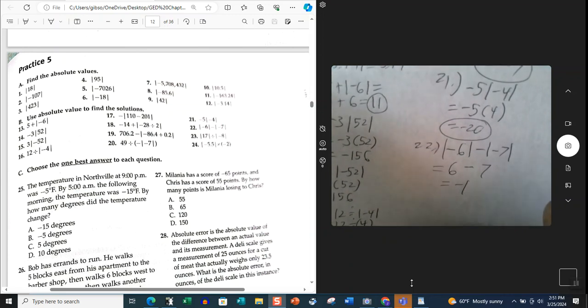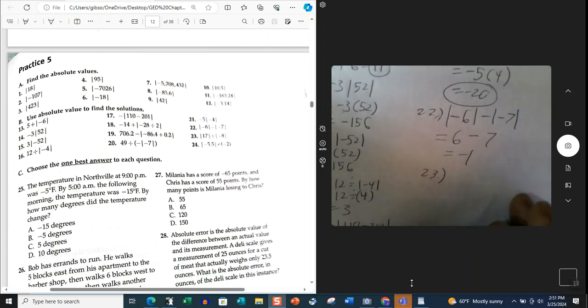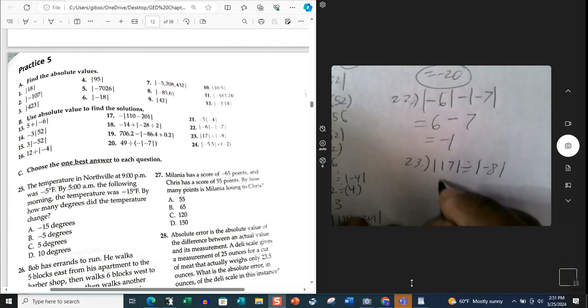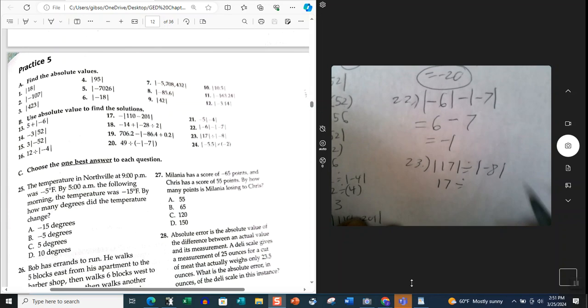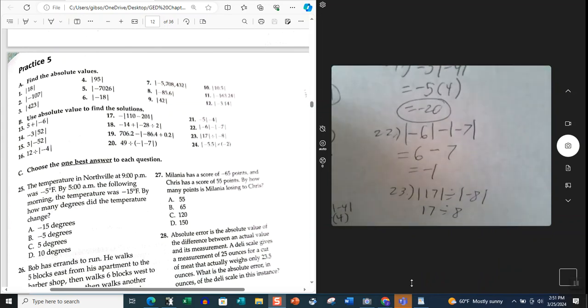Okay, now we go to problem 23. We have the absolute value of 17 divided by the absolute value of negative 8. Now the absolute value of 17 is 17, divided by the absolute value of negative 8, which is 8. For this problem, you would need to put this in your calculator. I showed you all how to put this in your calculator.